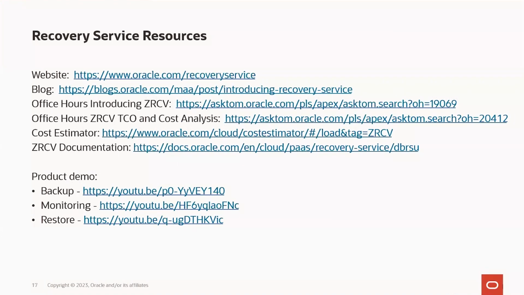This slide, we have a lot of resources. Please get familiar with that. We have a lot of collateral that might be extremely useful for you guys. We also have product demos for the backup monitoring and restore. And also, please get familiar with the Oracle Autonomous Recovery Service in the cloud. I think it would be extremely beneficial to you guys running your database services within Oracle. And with that, let's take a look at Q&A.